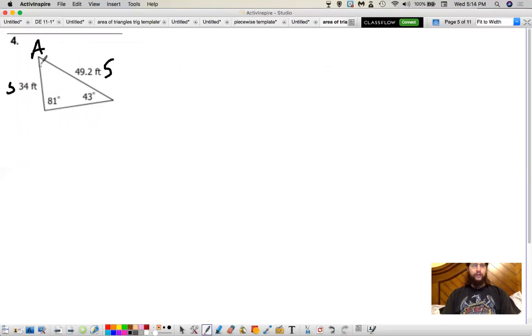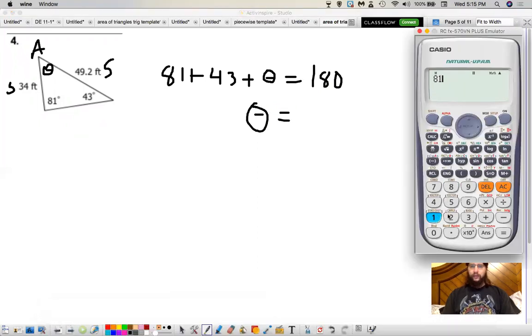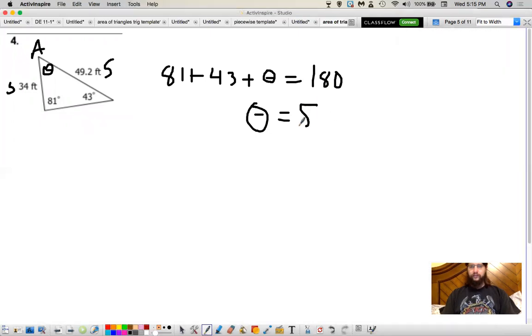Oh wait, we don't know this angle, but we know the other two. How many degrees in a triangle? 180. So if I take 81 plus 43 plus this angle theta, we know that's got to equal 180. So I do some basic arithmetic and a little bit of algebra. 81 plus 43 is 124. 180 minus that answer is 56 degrees. So we're done, right? Move on? No. That's what theta is. Now we have two sides and the included angle. Use it.